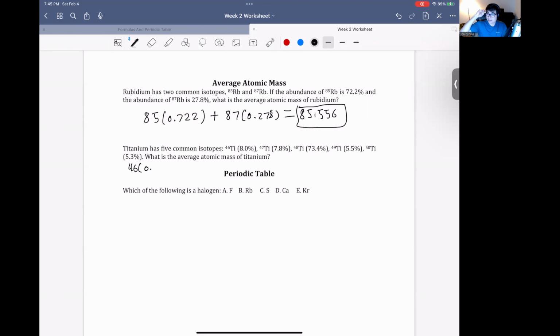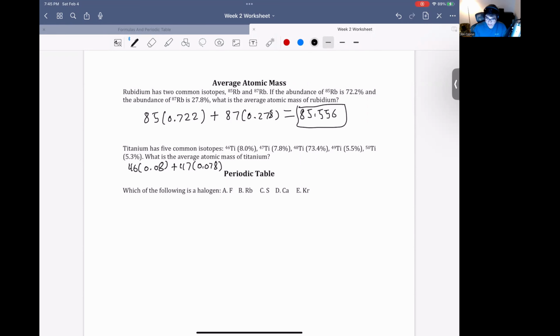Now, this 8% is 0.08. Don't make a mistake. It's not 0.8, that's 80%. You will get this whole thing wrong. That is a common mistake when converting these percents. Similarly, 7.8% is 0.078, not 0.78. That's 78%.